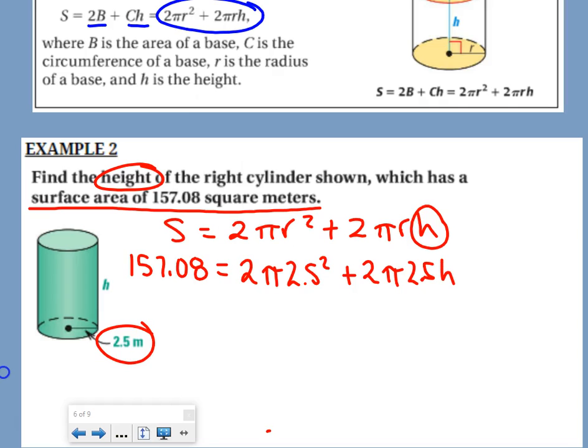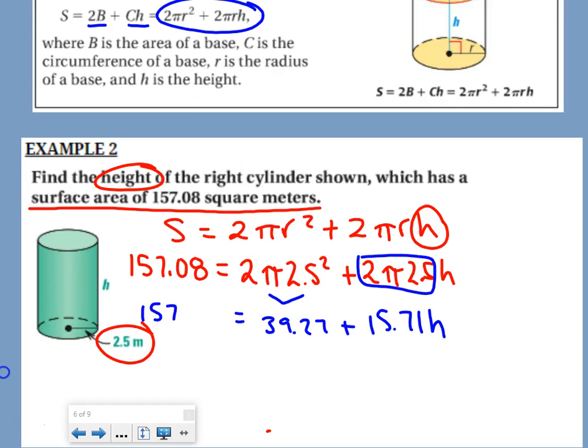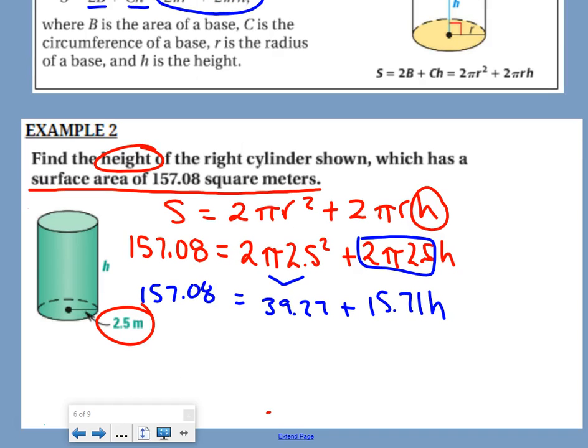Now we just need to solve for h. So this is just like solving an equation. We can figure out what this is by using our calculator. 2 times pi times 2.5 squared is 39.27. Plus 2 pi times 2.5 times h, which gives us 15.71 h. So just multiplying these together equals 157.08. Now we just need to get h all by itself, solving for that variable.